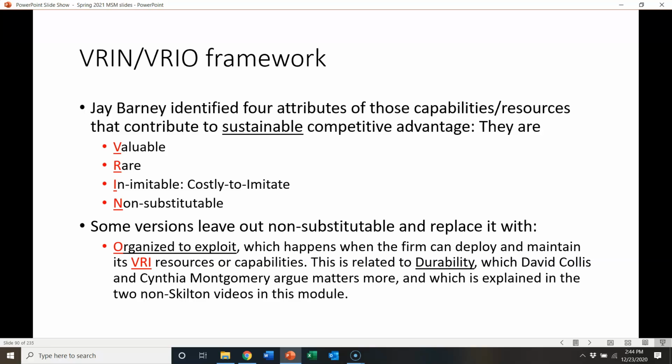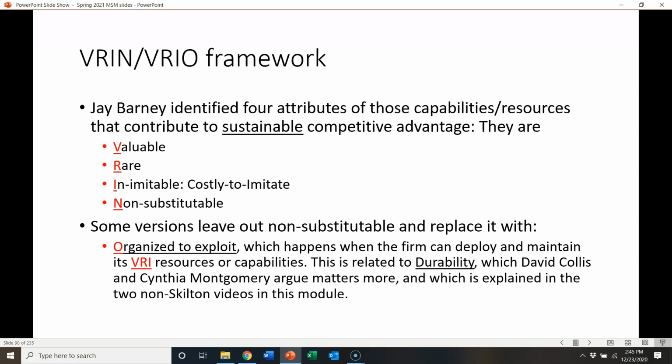Valuable is pretty obvious. It creates value for the customer, and the customer is willing to pay for it. Rare, it's hard to reproduce. There aren't a lot of them around. It's hard to imitate. And this is important because the other videos go into more detail about why things are hard to imitate. But if it's hard to imitate, and it's rare, then it's not available to your rivals. And if it's non-substitutable, that means that they can't use some other resource or capability to do the same thing. So if we have all four of those, then we can generate sustained competitive advantage, maybe.